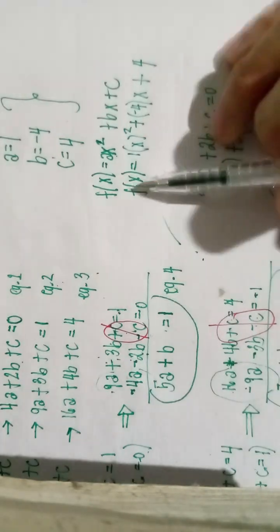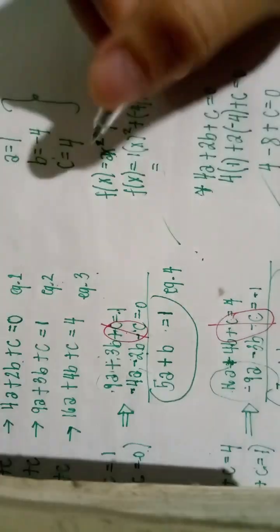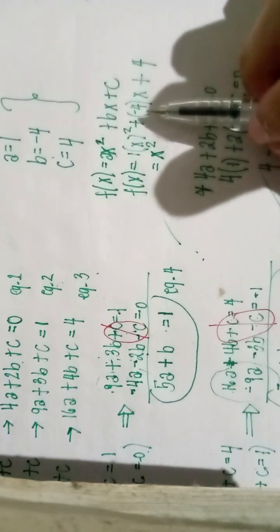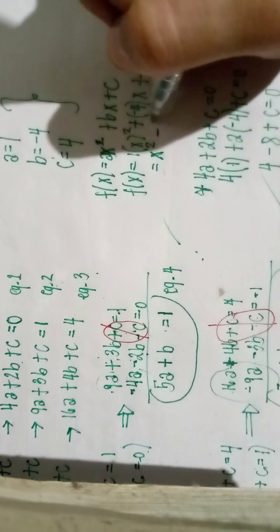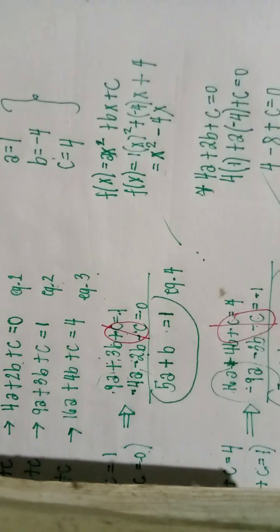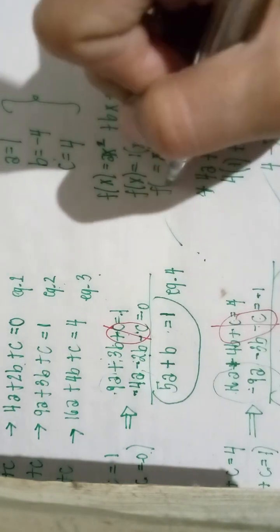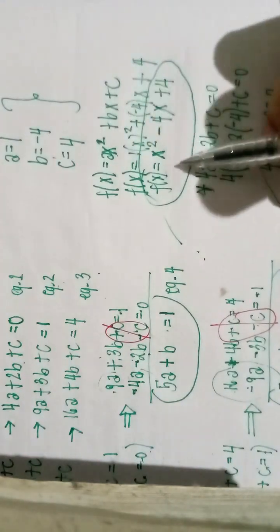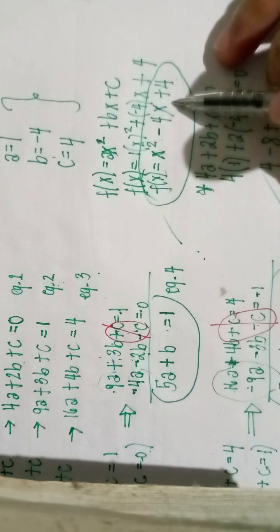Then simplify: 1 times x is still 1x, so we just write x squared. Next, for the second term, we have positive and negative. Positive times negative is negative 4x, plus 4. So, therefore, the final equation we were looking for is f of x is equal to x squared minus 4x plus 4.